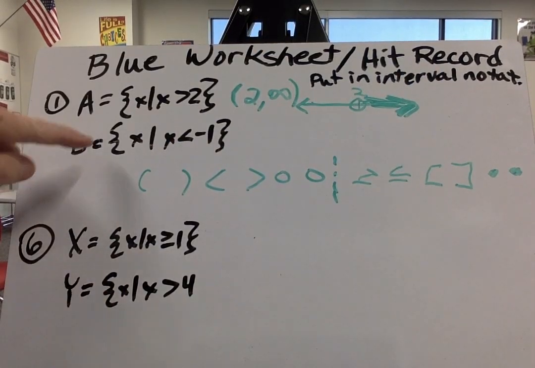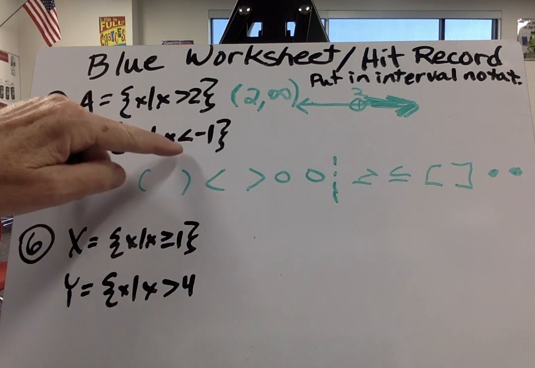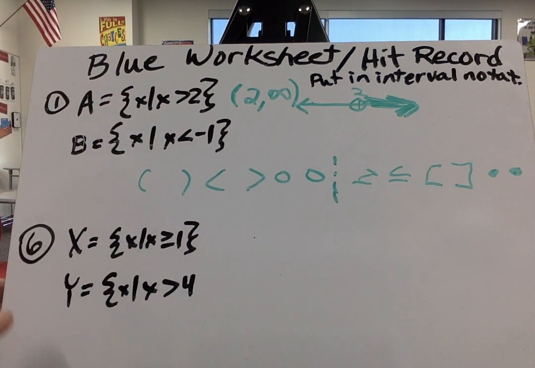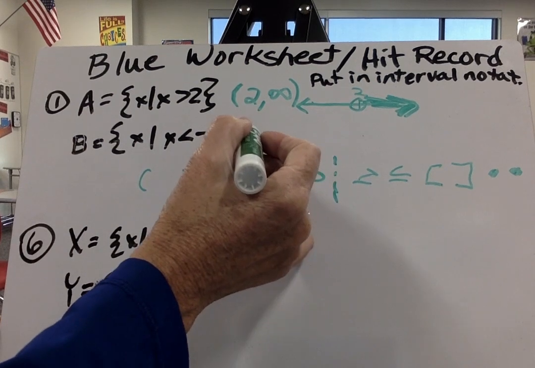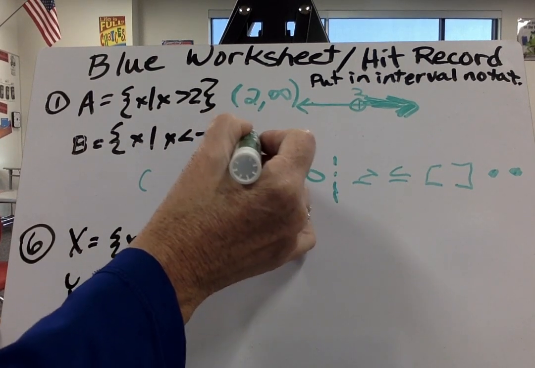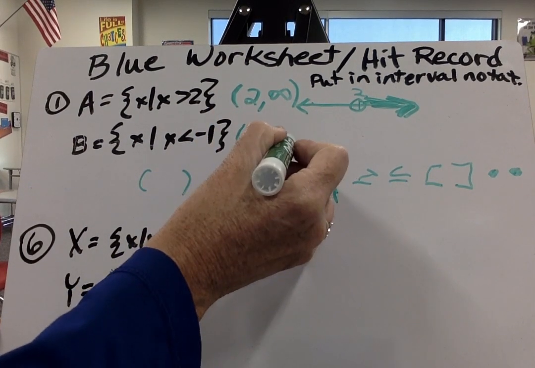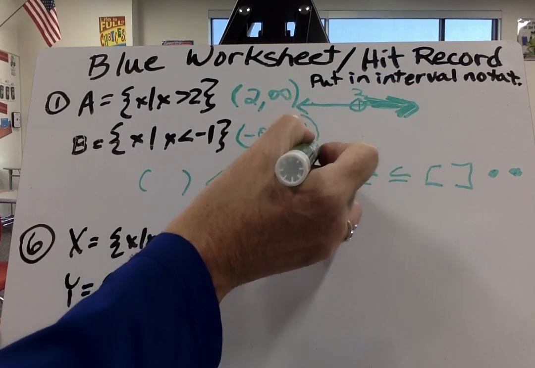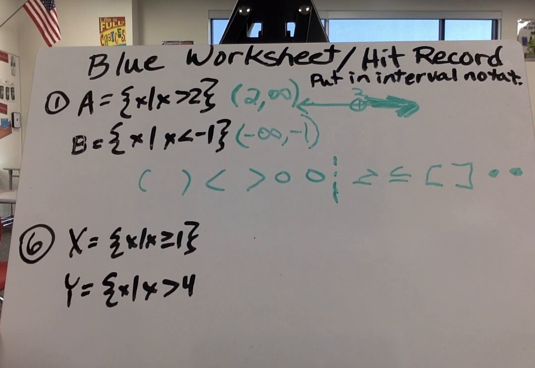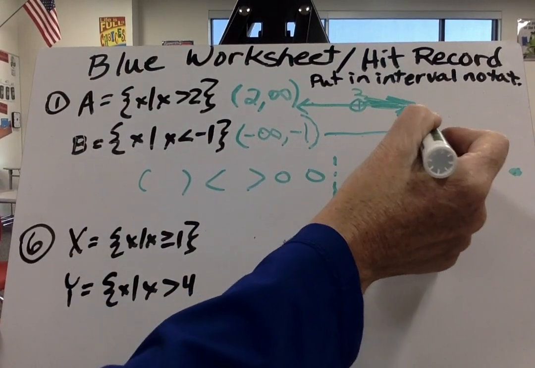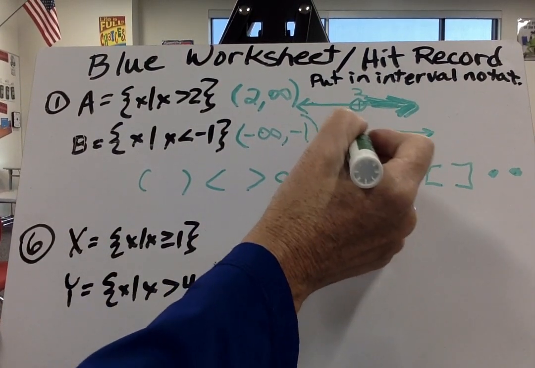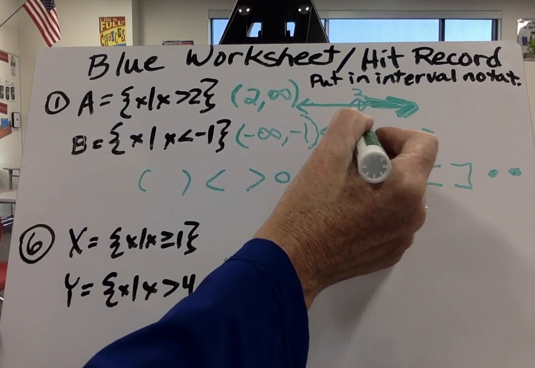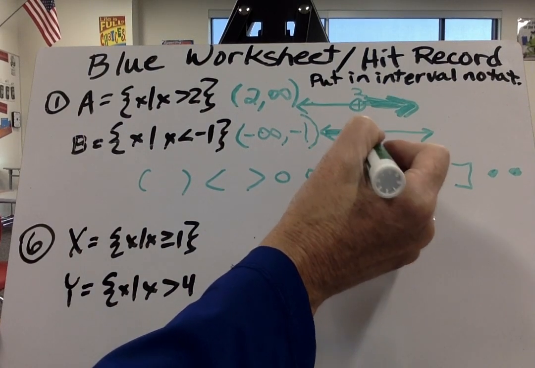Next one, B equals x such that x is less than -1. So I go, it's less than, the smallest number is -infinity, and it goes all the way to -1. And it does not include -1, so it's a parenthesis there. So then the graph, shaded this way, open dot at -1.